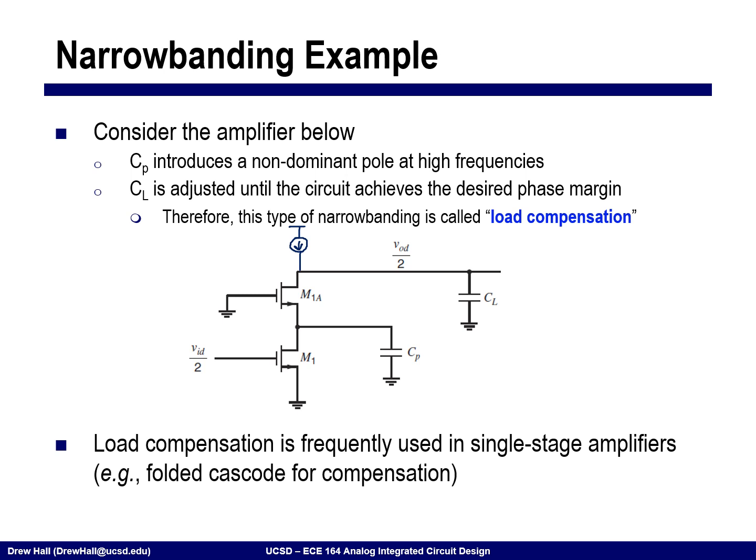Okay. This capacitor at the cascode node right here, CP, is giving us a non-dominant pole at fairly high frequencies. And so we're adding enough capacitance CL in order to compensate this via this mechanism of load compensation. Okay. As I said previously, this is used in almost all single stage amplifiers in order to get compensation.